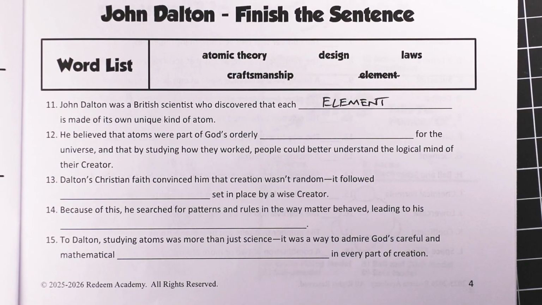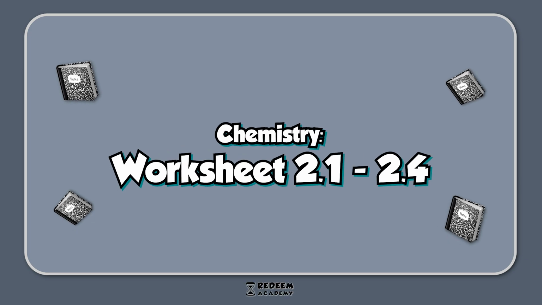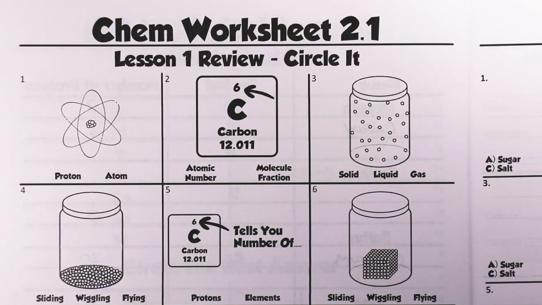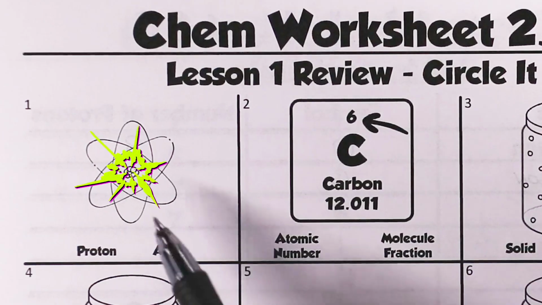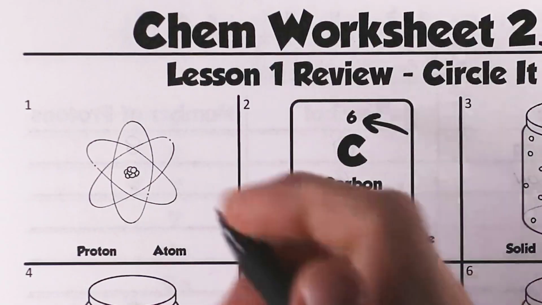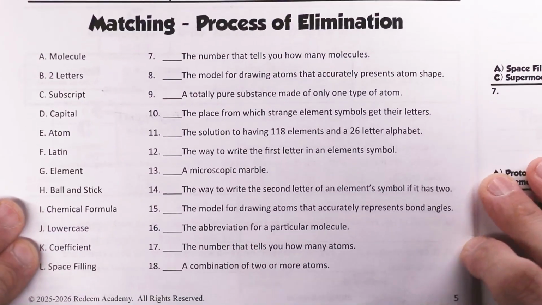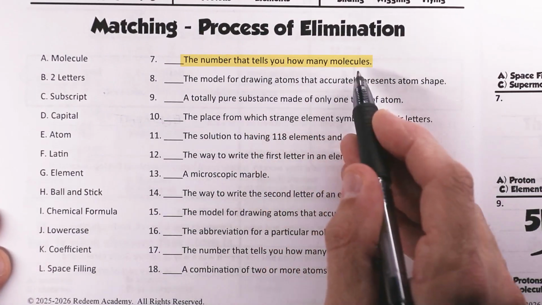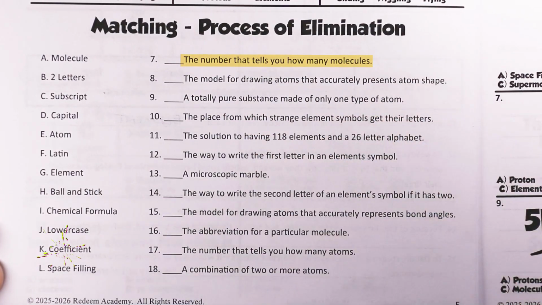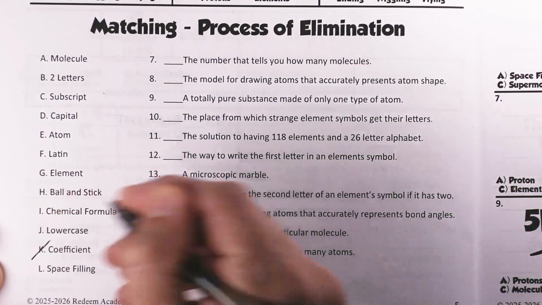We're going to move on to 2.1. Okay, 2.1 review. This is a picture of an atom. Okay, down below, we've got matching. The number that tells you how many molecules is called a coefficient. That's K right here.